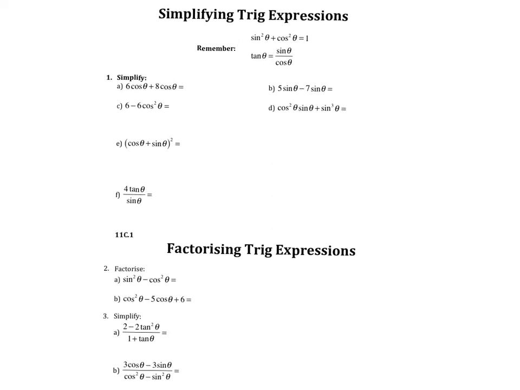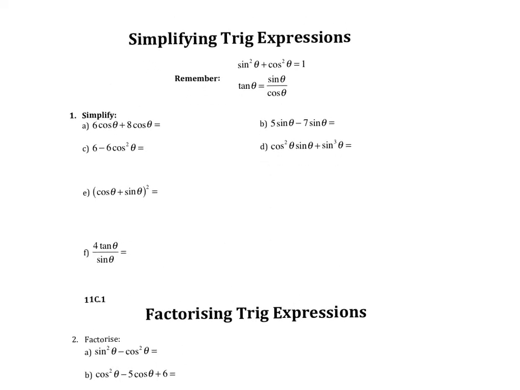Okay, this video is going over simplifying trig expressions and also factorizing trig expressions. For the first part, we're going to use these two identities up here: sine squared plus cos squared equals 1, and tan theta equals sine theta over cos theta. So you should be familiar with those.